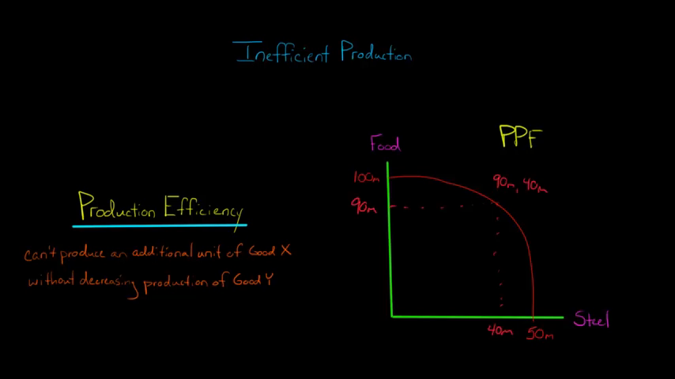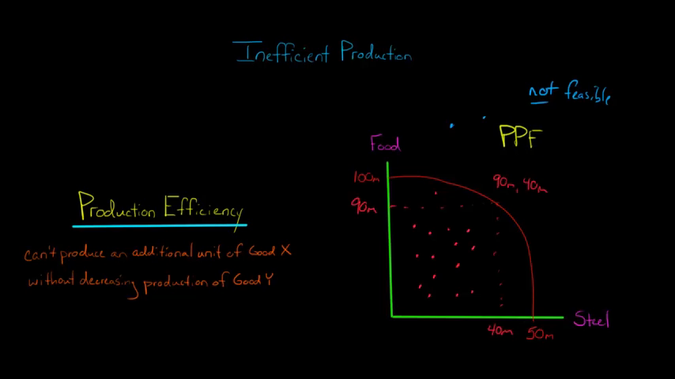But you might be wondering, what about all the points in the interior, right? All these points in here. Can't we get those points? The points outside, when we say we're outside the PPF, we know that those are not feasible. It means we can't reach them with the current level of resources that we have. But what about all the points on the interior? Aren't these feasible, you might be asking? And the answer is yes. They are feasible. We could reach any of these points.